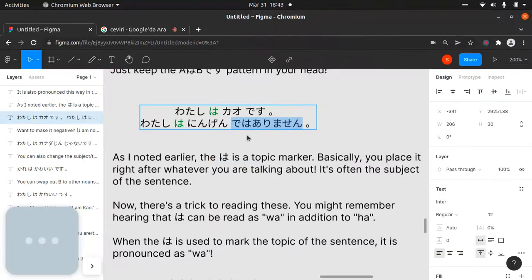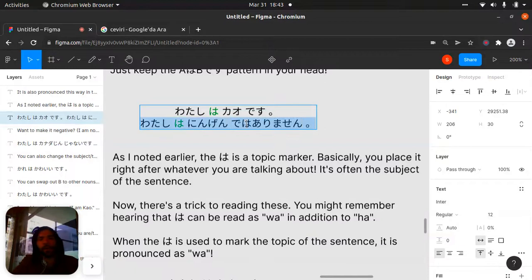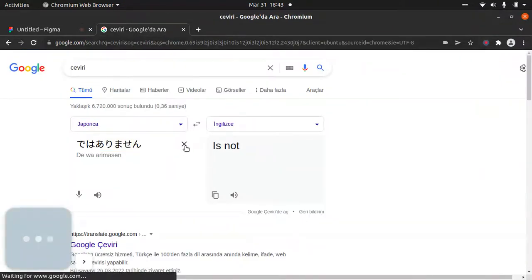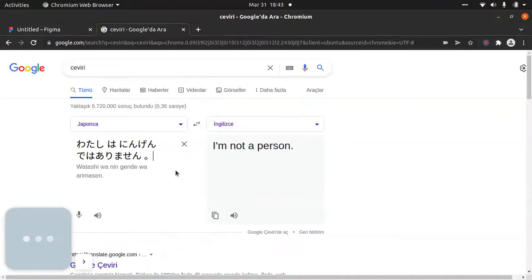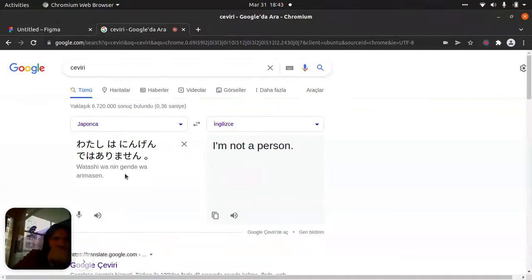Let's check what it means. Like we're calling it like that. I'm not human like that, but I'm not a person. Watashi wa ningen dewa arimasen. So at that point, it's not jawai desu, it will be arimasen. And wa in another point. So we have two wa. Ningen de.